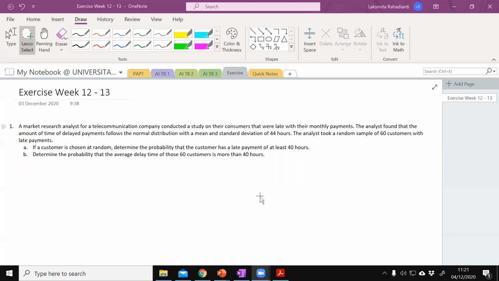Okay, so these are the sample exercises. Let's start with number one. A market research analyst for a telecommunication company has conducted a study on consumers that are late with their monthly payments. They found that the time of delay, the late payments, follows a normal distribution with a mean and standard deviation of 44 hours. So both the mean and standard deviation are 44 hours. Then the analyst took a random sample of 60 customers that had late payments.